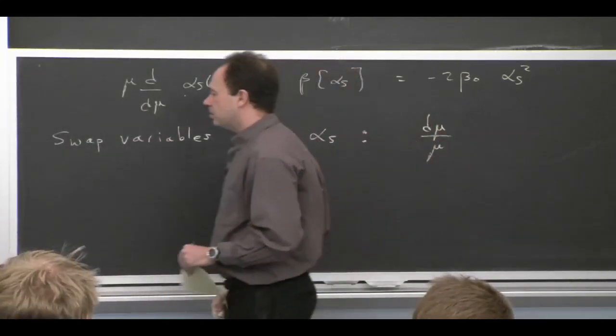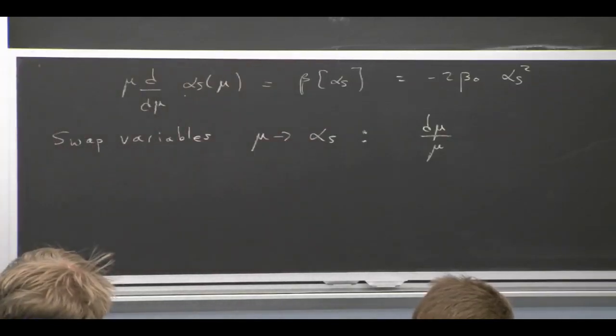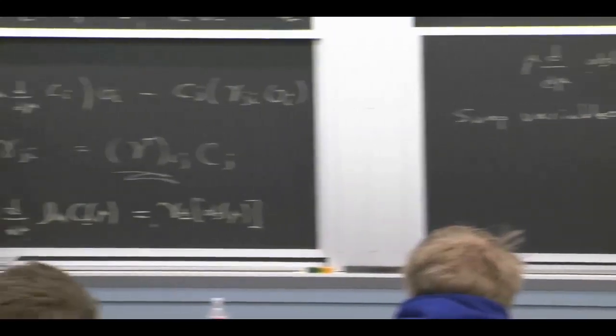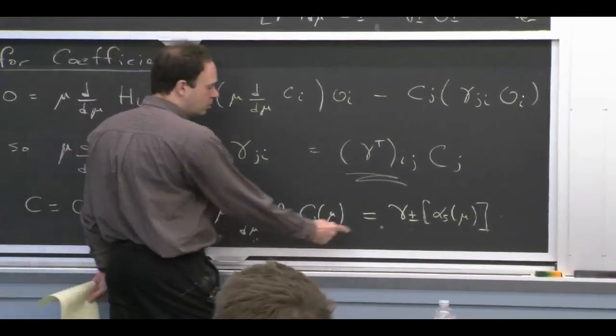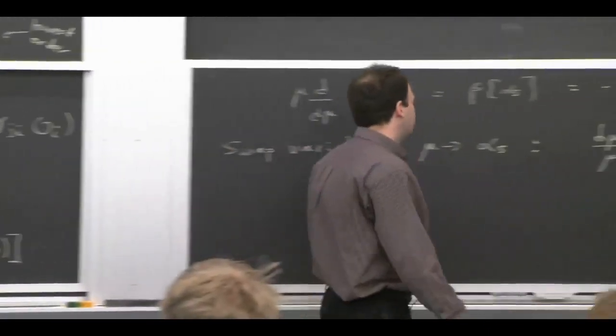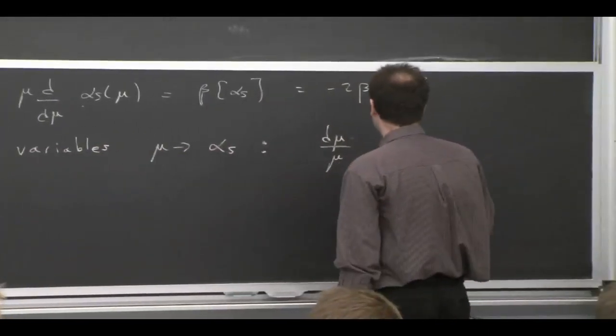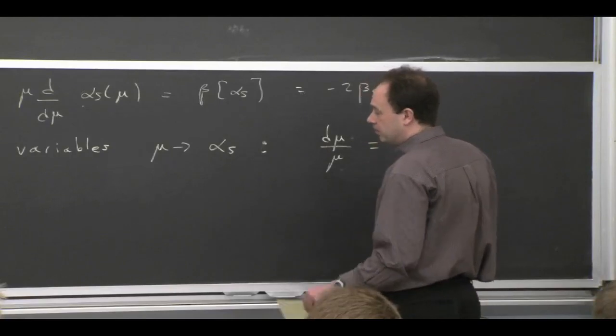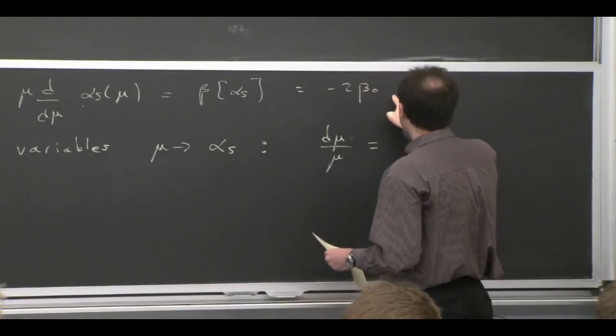You see, we could think about solving this equation here by integrating. Just move this thing to the other side and integrate. But we'd be integrating in mu a function that's a function of alpha of mu. So if we can switch from mu to alpha, then we'll be just integrating a function of alpha, and that's what we're going to do using this equation.